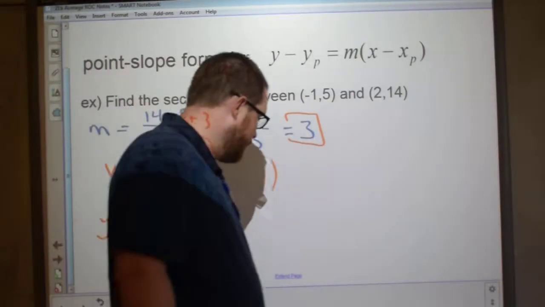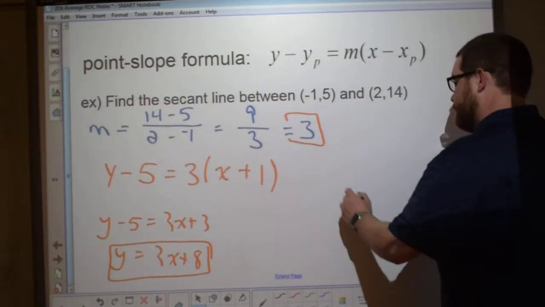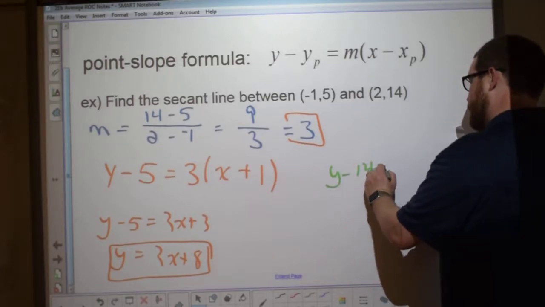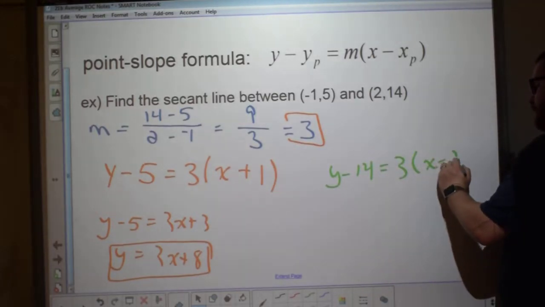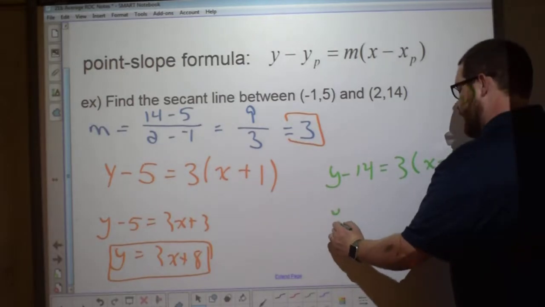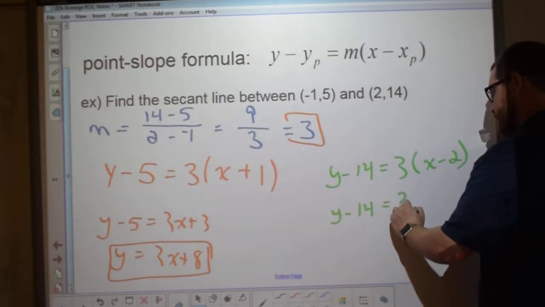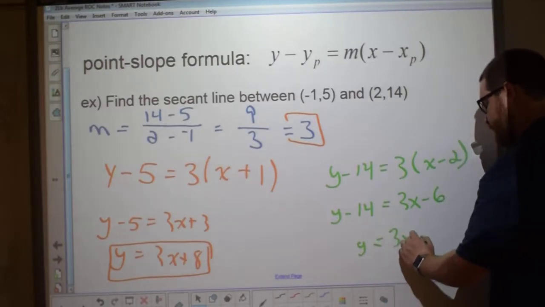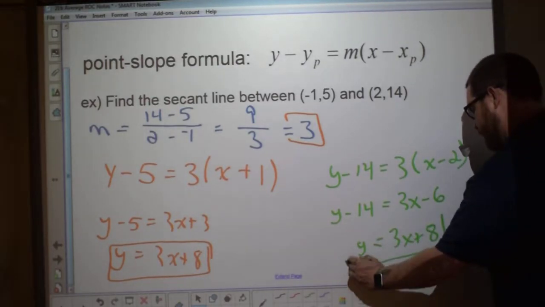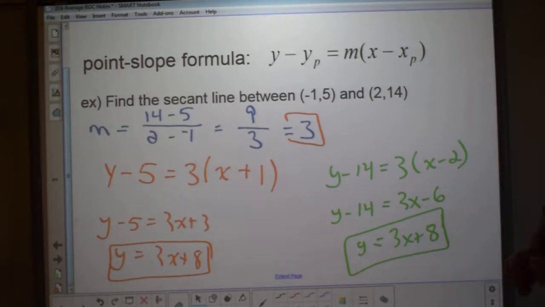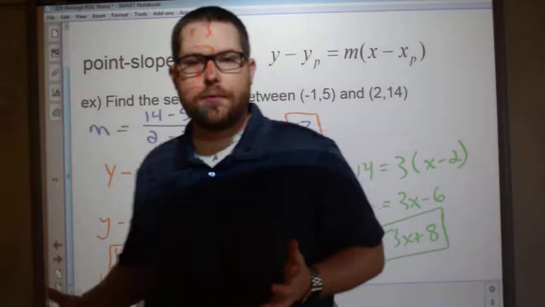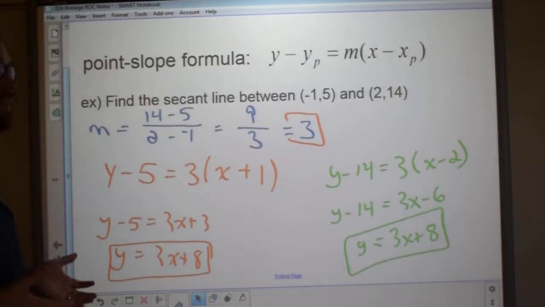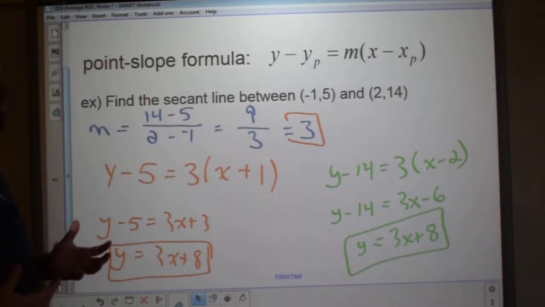But what if I use the other point? I use the 2, 14. So y minus 14 equals 3 times x minus 2. Clean that up. Oh look, you get the same thing. So, average rate of change just means slope, and the secant line means the line that connects those 2 points with that slope.